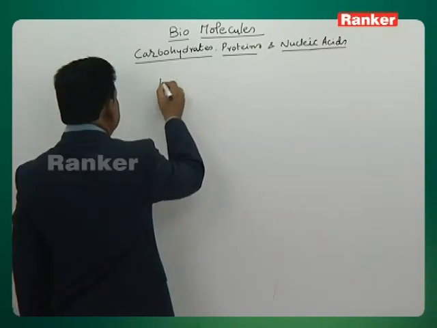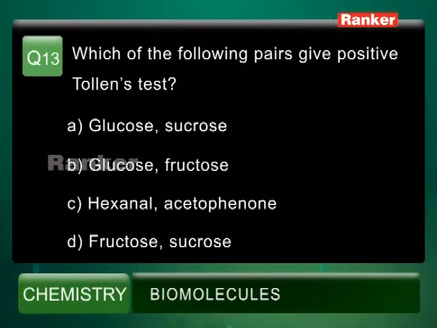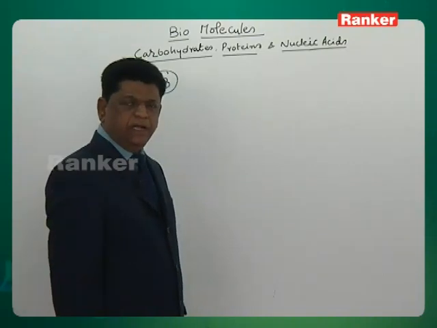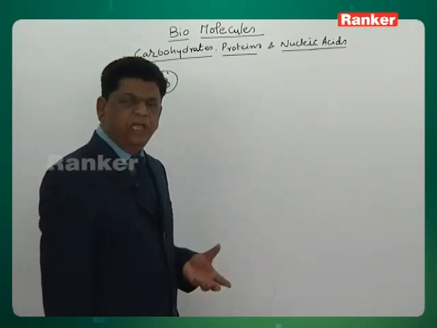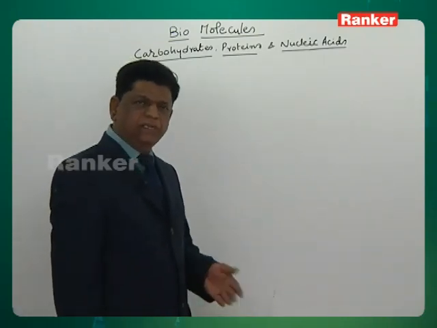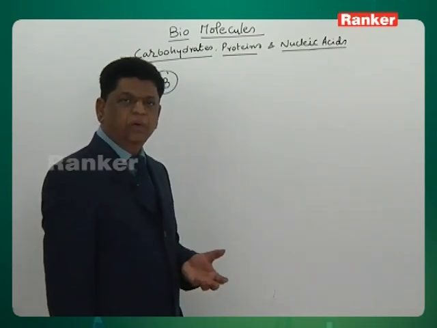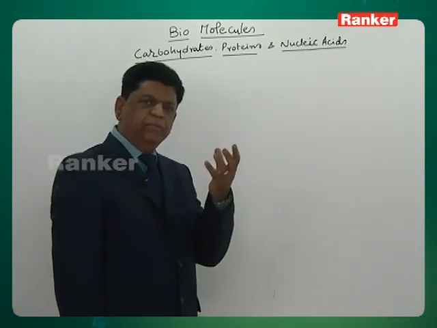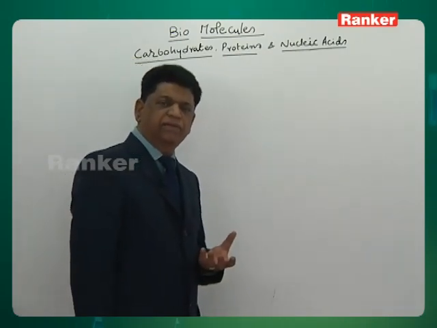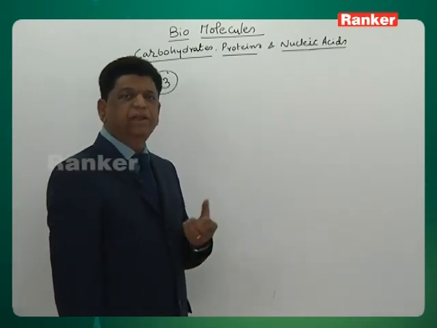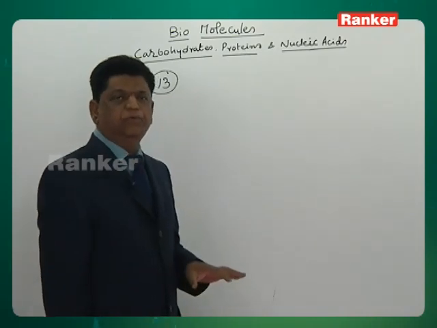Let us see question number 13. Which of the following pairs give positive Tollens test? The Tollens test uses ammoniacal silver nitrate. When this reagent is added, if really an aldehyde function is there, it gives this silver mirror formation. That is, aldehyde is oxidized to acid. For example, if glucose is there, glucose becomes gluconic acid, and the silver plus one is reduced to silver metal. That metal is deposited on the inner side of the walls, and the test tube will give a silver mirror formation. The test is also known as silver mirror formation. Only aldehydes are supposed to give this test.